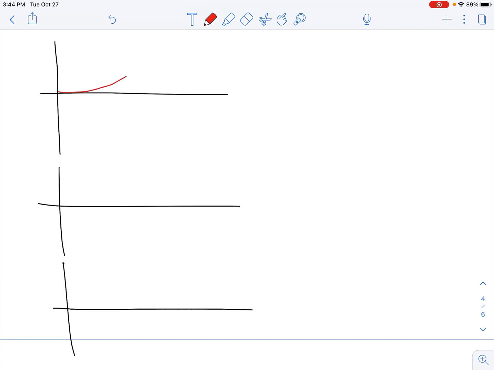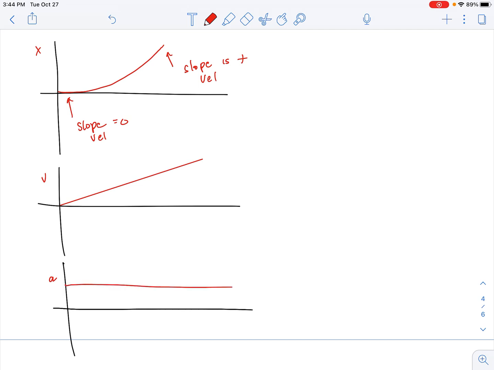What if we have a changing slope? Here, the slope is 0. Again, this is my same 3 graphs. Here the slope is 0. Here the slope is positive. And remember, slope is just, in this case, another word for velocity. So the velocity starts at 0 and then increases. Now my acceleration finally is positive because the slope is positive.